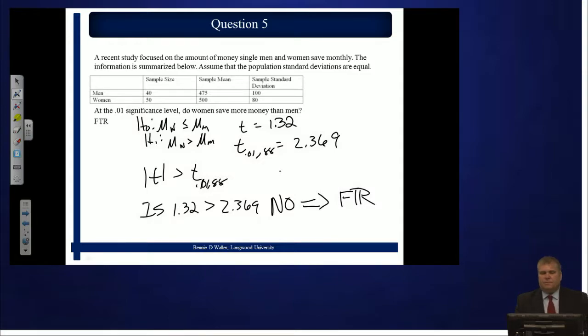And that's going to be a reflection of the means being pretty close together, but the volatility of men is greater based on the sample standard deviation. So the answer is fail to reject or do not reject, depending on the way it was worded in your question.